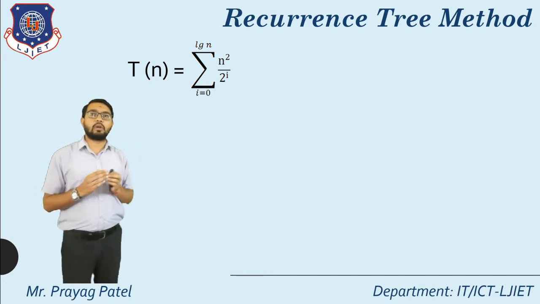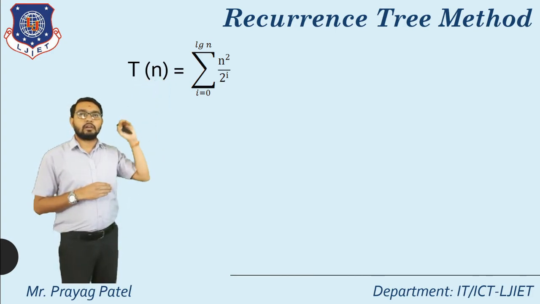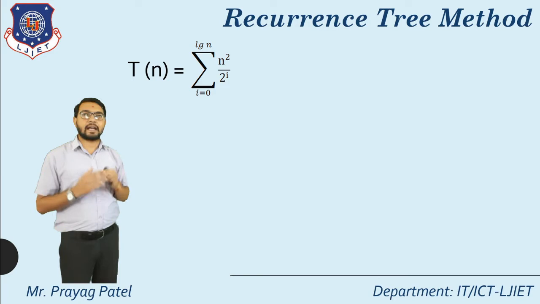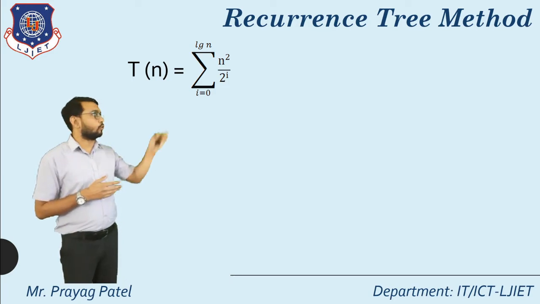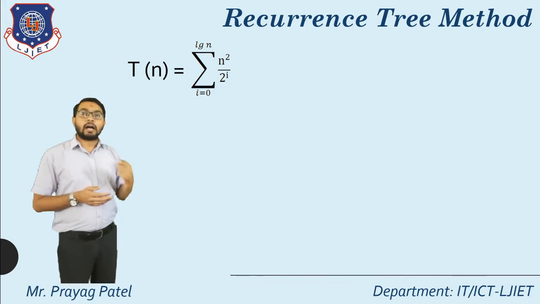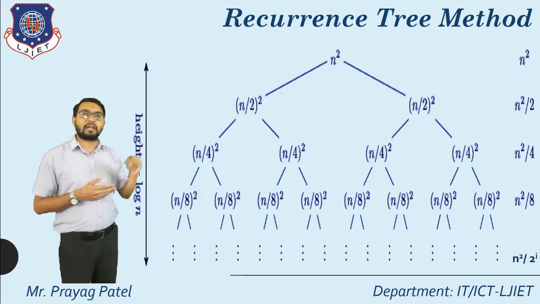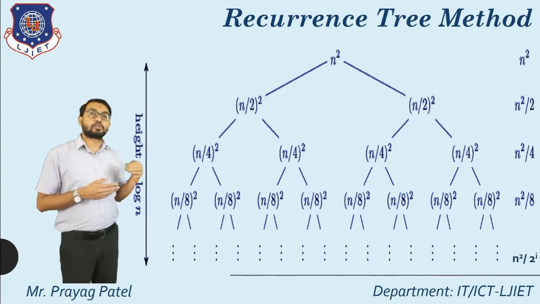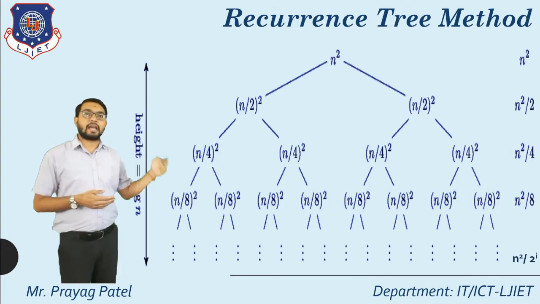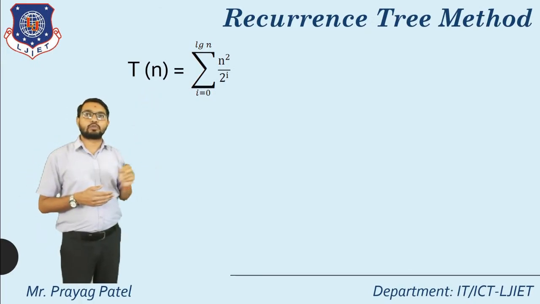So T of n equals sigma i equals 0 to log n base 2, because our tree height is log n base 2. So starting from 0 to log n base 2. Now how many times will this particular statement be executed, or for level cost, we can consider the level costs as n square, n square by 2, n square by 4, n square by 8, up to n square by 2 raised to i. So our common equation is n square divided by 2 raised to i.